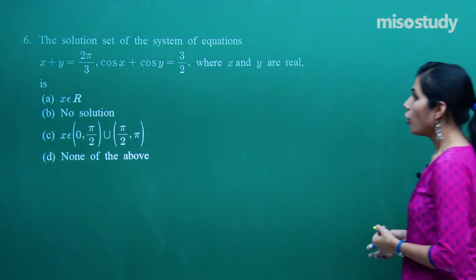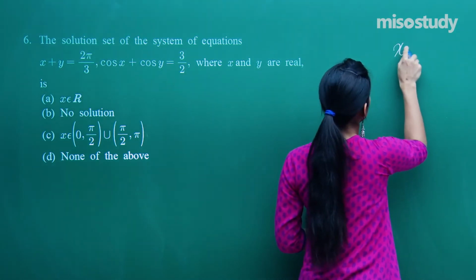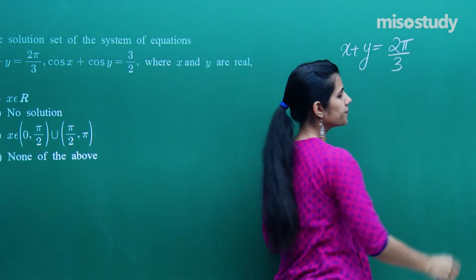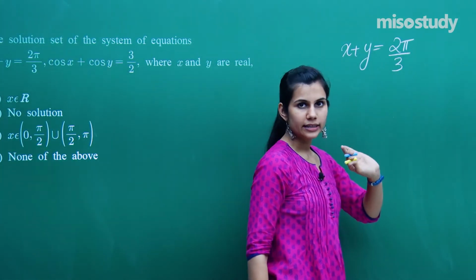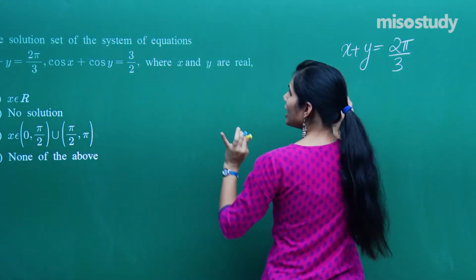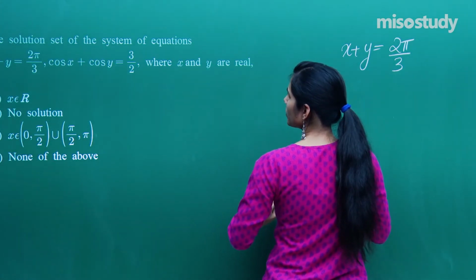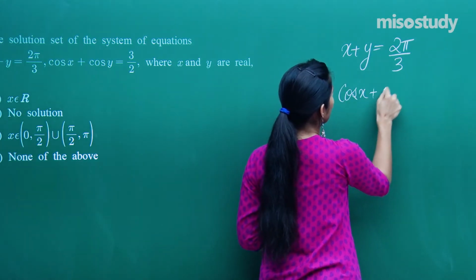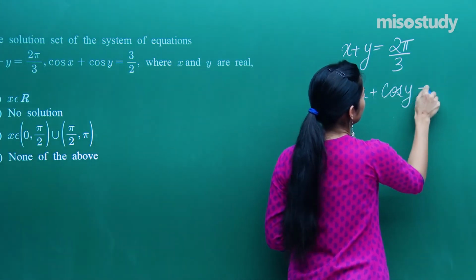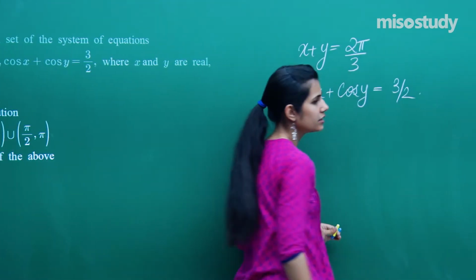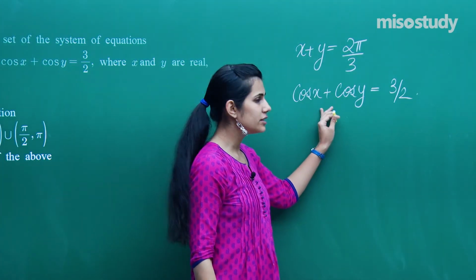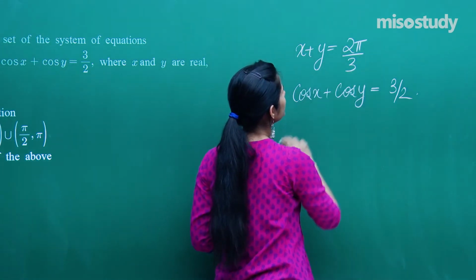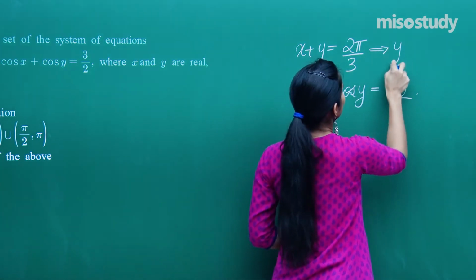Okay, so I am already given x plus y is 2 pi by 3, which in degrees is 120 degrees. Fine. Then you have to compute cos x plus cos y equals 3 by 2. So cos x plus cos y equals 3 by 2. We have to find the solution set for this system. Fine. This and this.